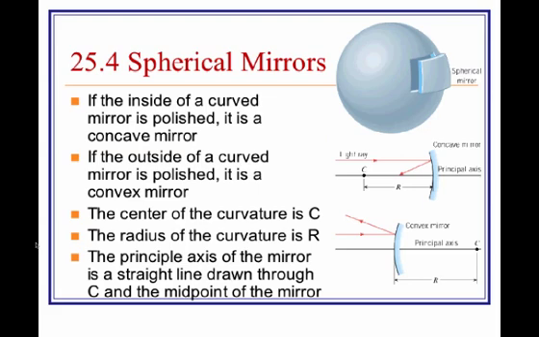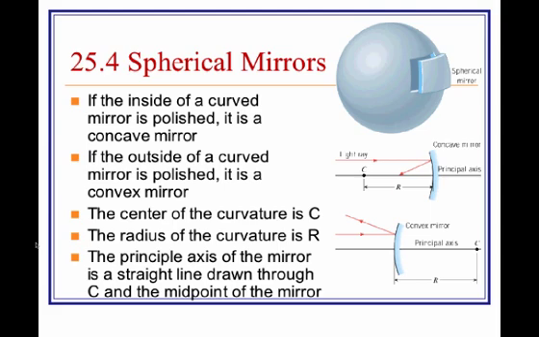There are really three types of mirrors that we will be concerned with. There's a plane mirror, that's flat. There's a concave mirror, and there's a convex mirror. We already know what a plane mirror is, a flat mirror. A concave mirror curves towards the side where the light is coming from. A convex mirror curves away from the side where the light is coming from.